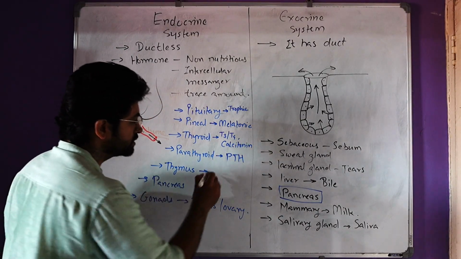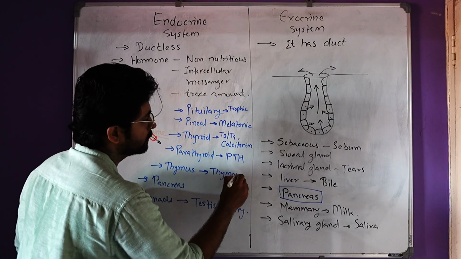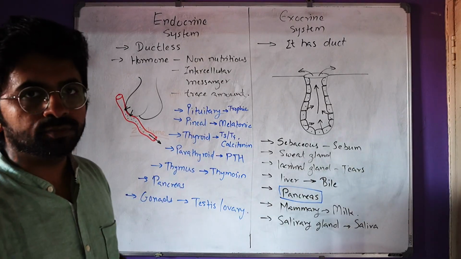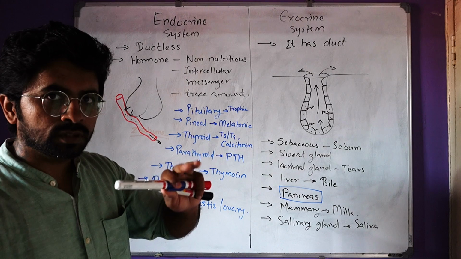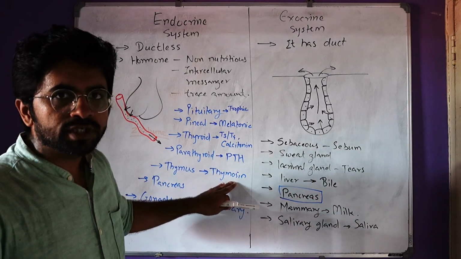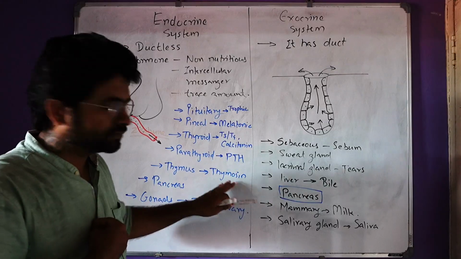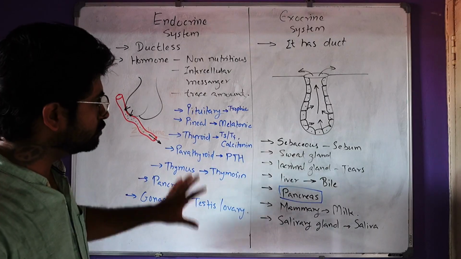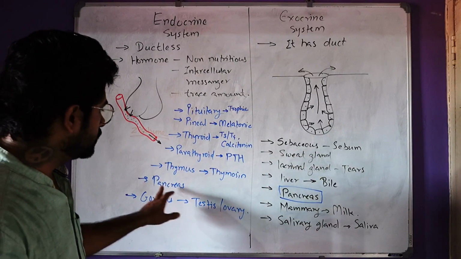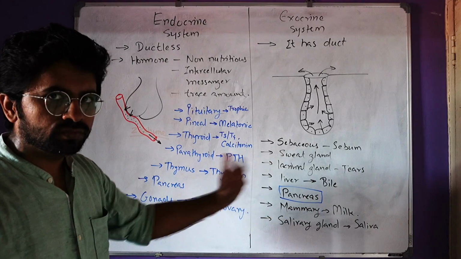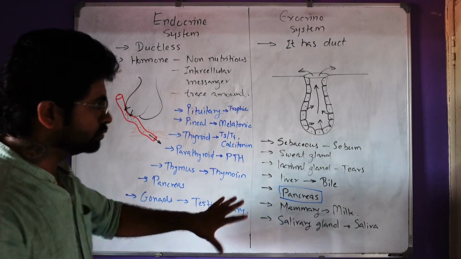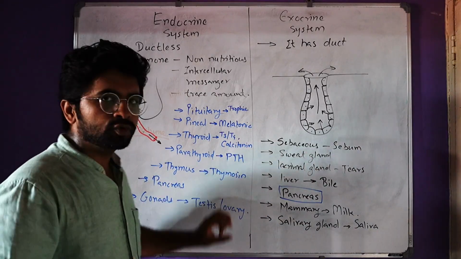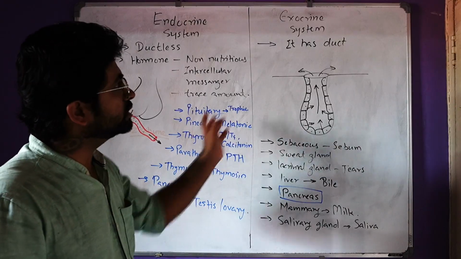Then thymus releases thymoxine, which helps in the maturation of T lymphocytes. So when you learn human health and disease, there you will learn about lymphocytes. T lymphocytes get matured in the thymus. Okay. Then pancreas. So till now we have understood all the glands. Pancreas, I am telling you now. Okay, so this much is understood, so I will remove this and then we will move to pancreas and we will see how it is endocrine also and exocrine also.